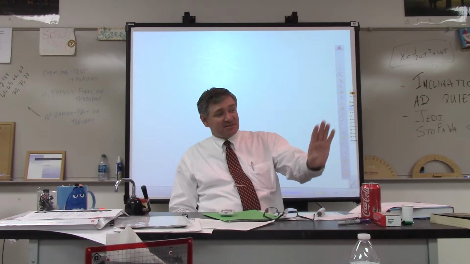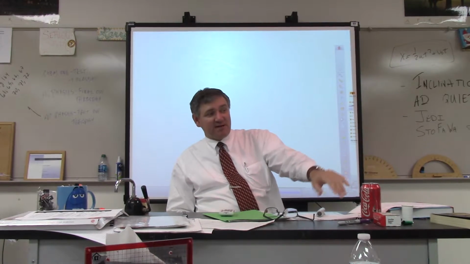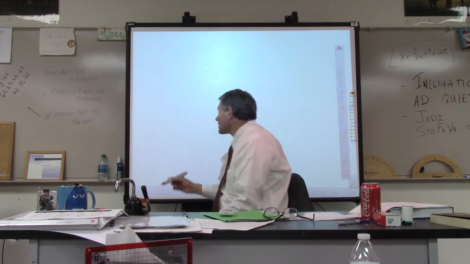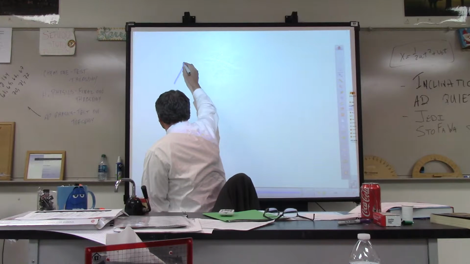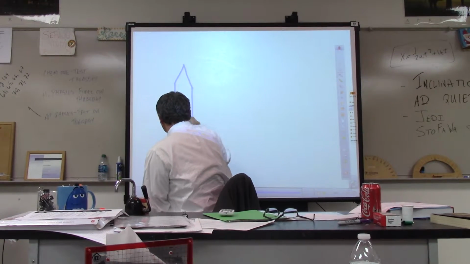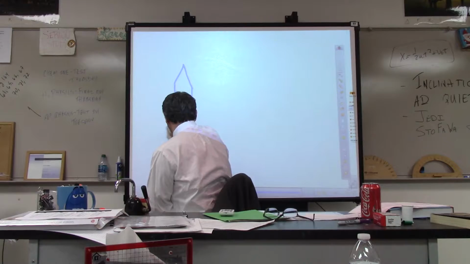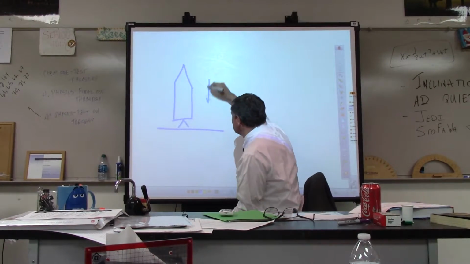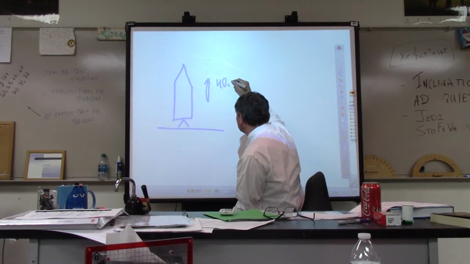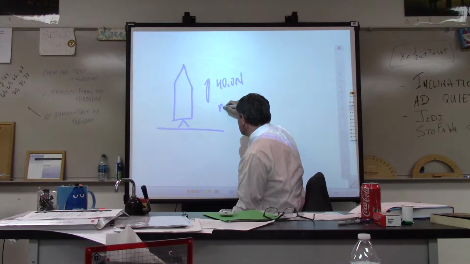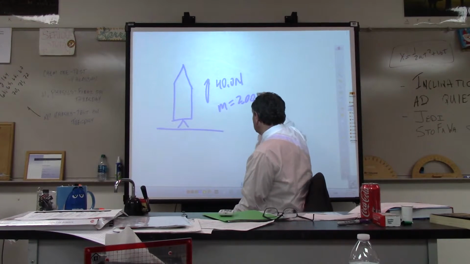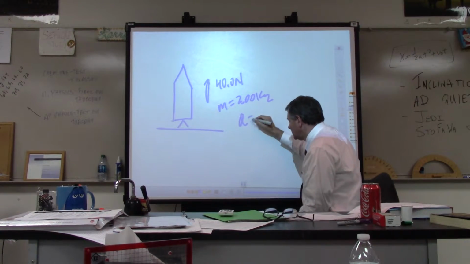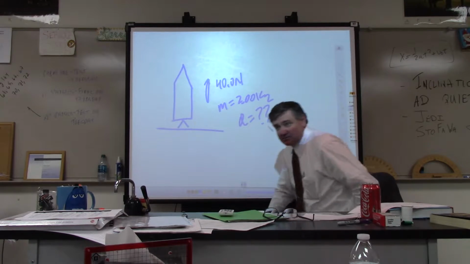So let me give you an example of how I'm going to be a jerk when I write this test. You're going to give every single possible wrong way of doing it as an option. So I'm going to say, here's a rocket. And I'm going to tell you that it has an upward force of 40 newtons and it has a mass of 2 kilograms. And I want to know what the acceleration is going to be.